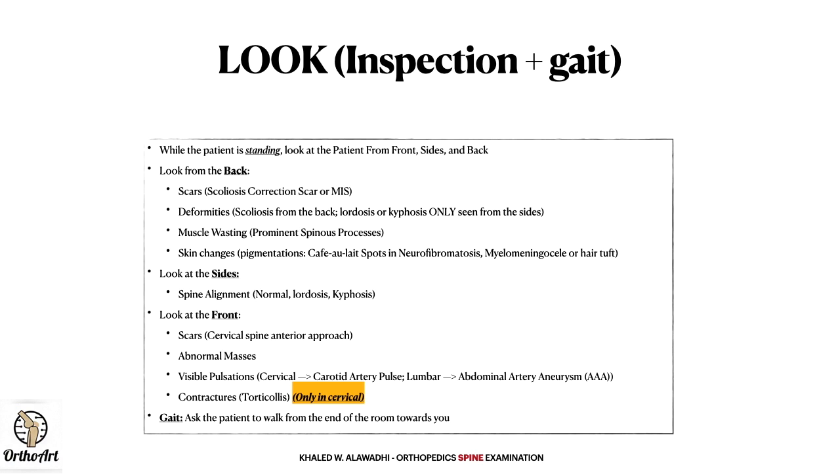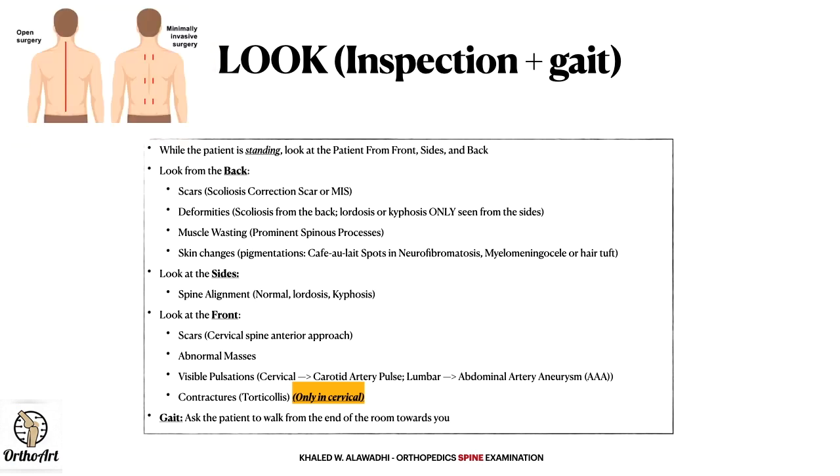Starting from the back, look for scars, for example, a correction scar, or MIS, which is minimally invasive surgery. This is a picture of scars that you may encounter in the clinic or in the exam. You see an open surgery, a long scar. This is very common with corrective surgeries, for example scoliosis repair or correction. It's a very common surgery, but a very long procedure.